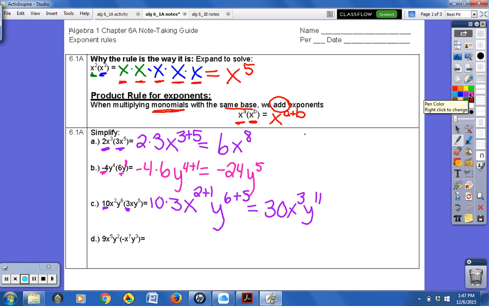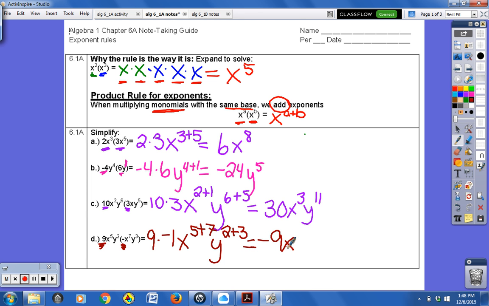So one more before we head on to the next rule. Now we have a 9 and a negative, which is really negative 1. So this is a 9 times negative 1. And then I have an x to the fifth and an x to the seventh, so I add those exponents. And then I have a y and a y to the second and a y to the third, so I add those exponents. And this gives me an answer of 9 times negative 1 is negative 9.